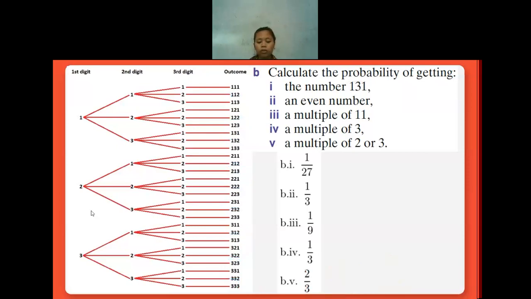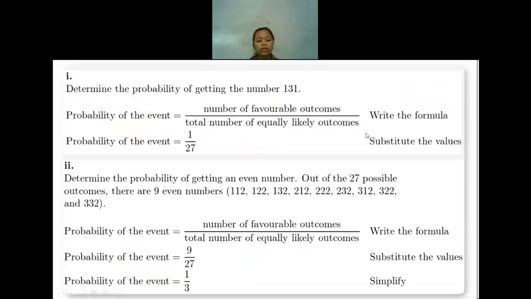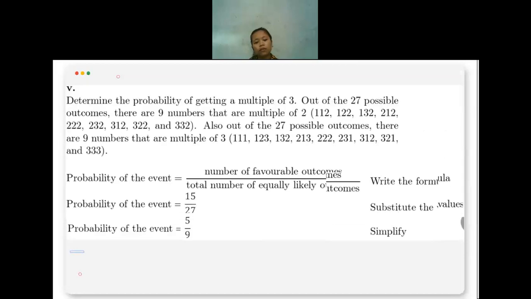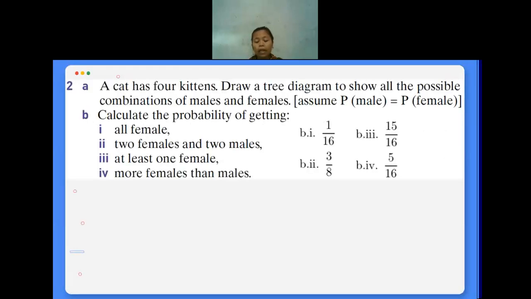For question 2, yeah, these are the steps. Later you can read it by yourself. For question 1, later I will be sharing the PowerPoint through Google Classroom. For question 2, a cat has 4 kittens. Draw a tree diagram to show all the possible combinations of males and females.